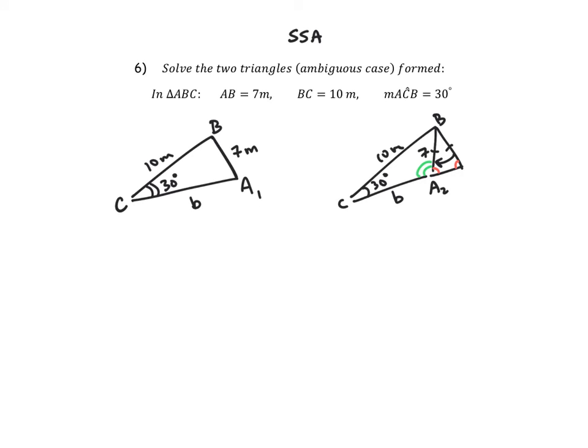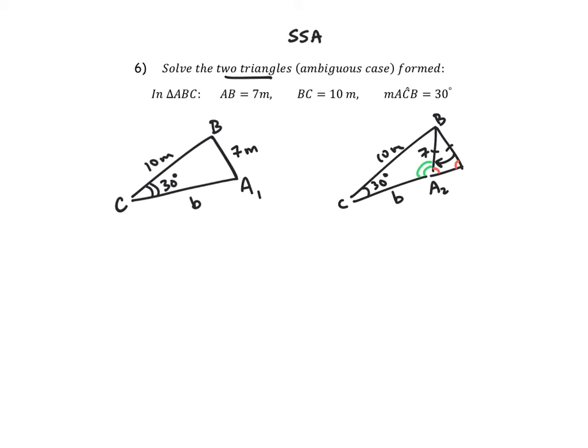Okay, so there's two different ways to go about this. You could use the law of sines to find the angle measures A1 and A2, or you could use the law of cosines. The law of cosines is going to help you find the sides, because it says solve the two triangles. That means find all sides, all angles.